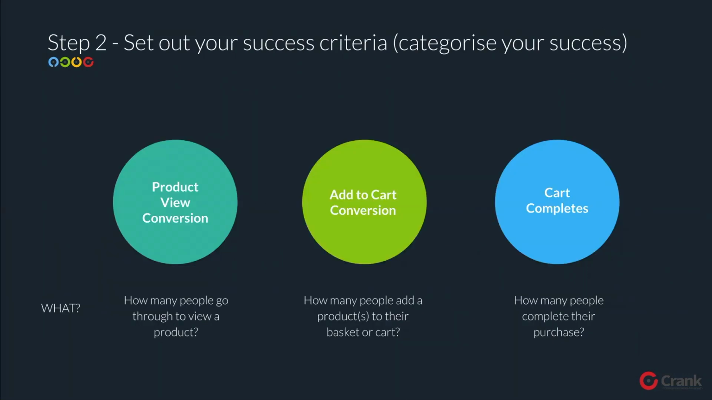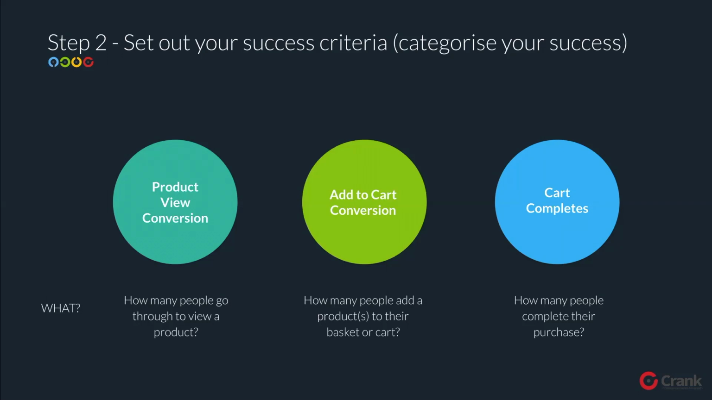So once you've defined your hypothesis, the next step is to set out your success criteria. In this simple example here, we've looked at product view conversions, add to cart conversions, and cart completes. So for the scenario we looked at just a minute ago, where we found in the data that email was a problem, people not viewing product, the single defining or primary metric we're going to focus on is product view conversion. And the way that we can measure that is how many people that arrive on our site actually go to view a product. Some people would say ended up on a PDP or a product detail page.